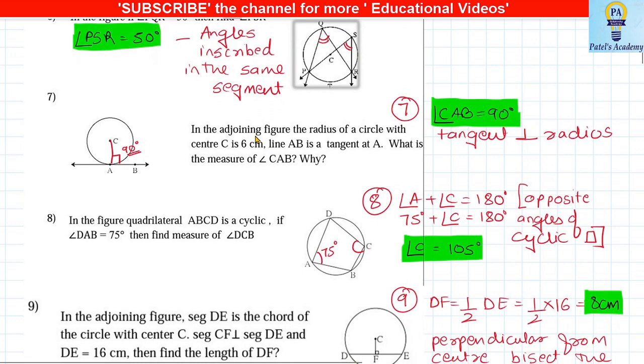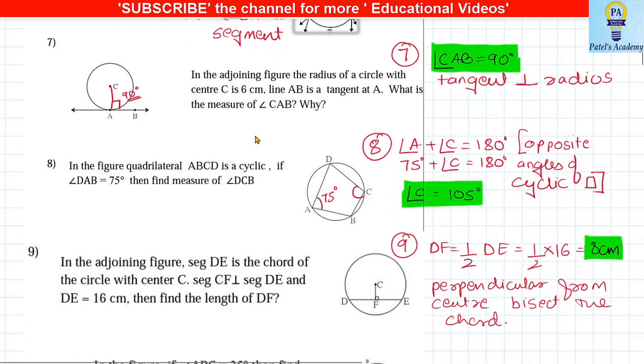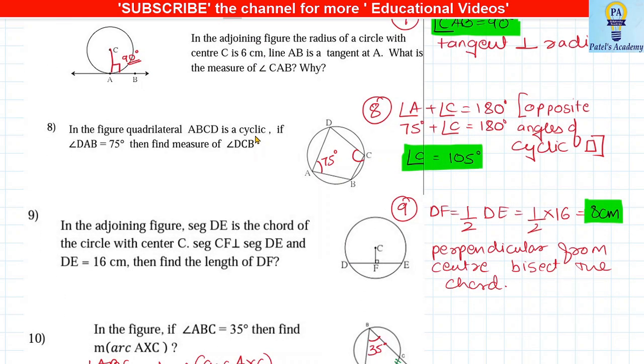Next, a typical sum of a cyclic quadrilateral. Okay, so they have given angle A as 75. I'm just using single letters, but make sure that in exams you use 3 letters. Okay, angle A is given as 75, so angle C is going to be 180 minus 75, that is 105. Reason, opposite angles of a cyclic quadrilateral.